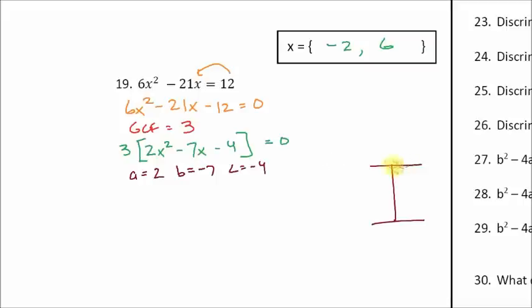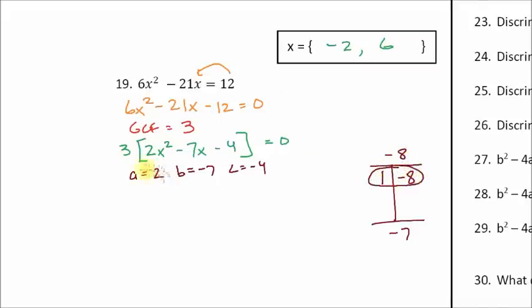Let's find our combination. A times c is 2 times negative 4, which is negative 8. B is negative 7. It's going to be fast. 1 and 8 look good. 8 minus 1 is positive 7, no good. 1 minus 8 is negative 7, and 1 times negative 8 is negative 8. So we found our combination.